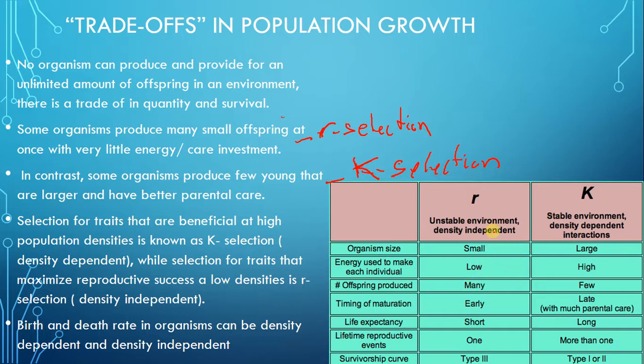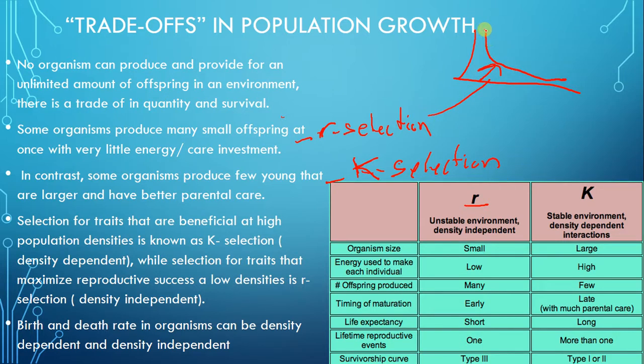Some other characteristics of both types: R-selected organisms are small. The energy they invest in each individual is low. They have a lot of offspring. Early maturity, so they can reproduce fast. A short lifespan. Usually they reproduce once, and they have a type 3 survivorship curve. So it looks like this, like an exponential decay model for our R-selected species.